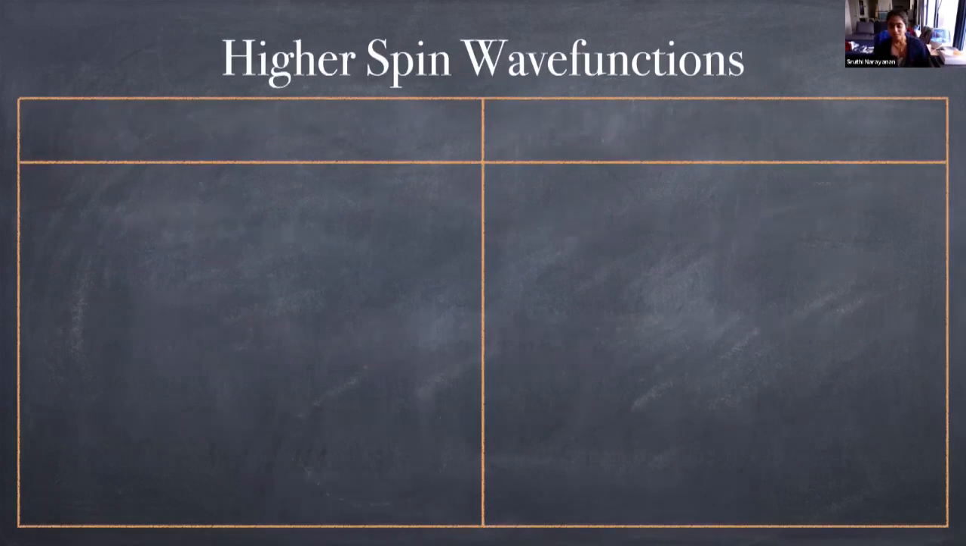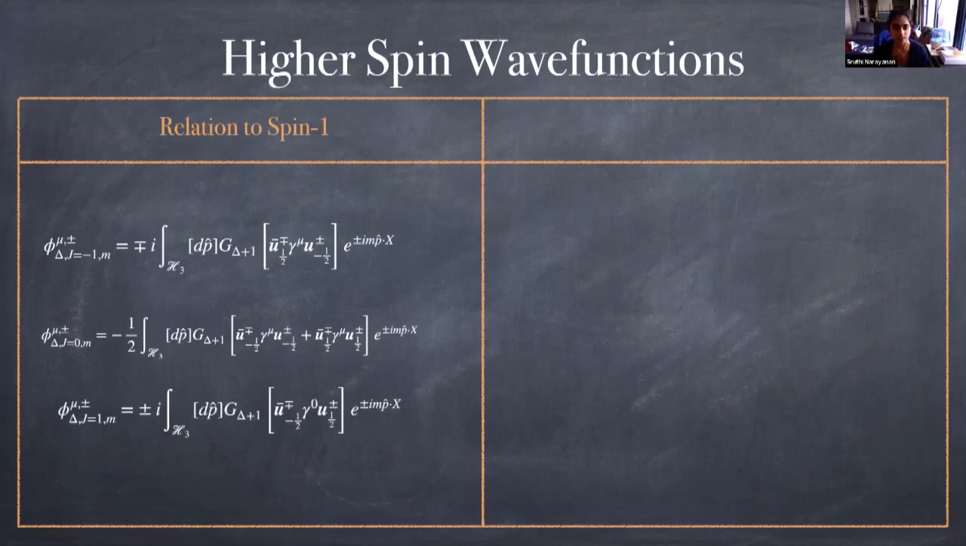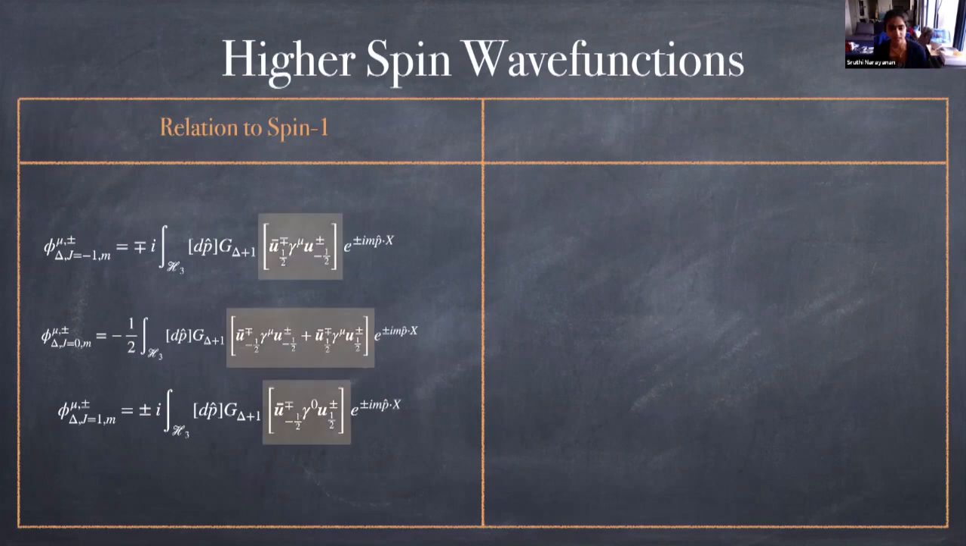Okay. What I thought was probably the most interesting part was the relation to higher spin wave functions. So in particular, I can look at the spin 1 wave functions. And these are what they found in this paper by Zlotnikov and Law on massive spinning bosons. And these things in here that I've highlighted right now are written as linear combinations of tensor products of these spinor solutions that we found.